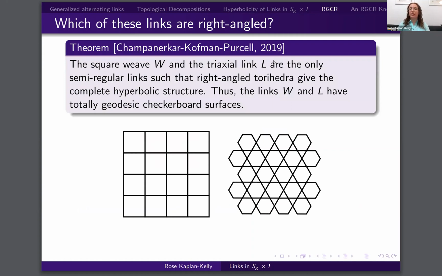Champanerkar, Kaufman, and Purcell found that the square weave and the triaxial link are the only semi-regular links that have this right-angled, completely realizable structure. And they found that these two links have totally geodesic checkerboard surfaces. So among the semi-regular links, the two links that have these nice properties are the ones built from this tiling by squares and the ones built from this tiling by regular hexagons and triangles.